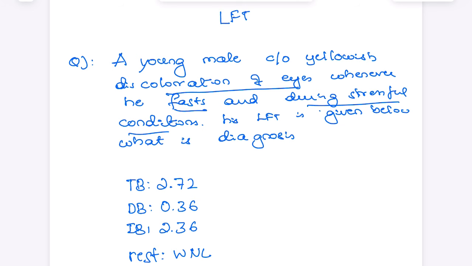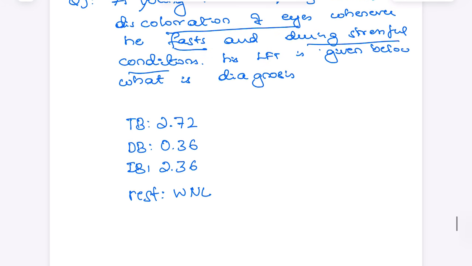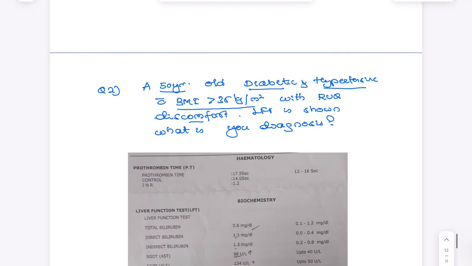What is the diagnosis? In LFT, the total bilirubin is 2.72, which is elevated, and direct bilirubin looks okay. Indirect bilirubin is elevated, and the rest of the parameters are within normal limits. We'll come to the diagnosis later at the end of the discussion. So we'll discuss one more case here, that is question number 2.